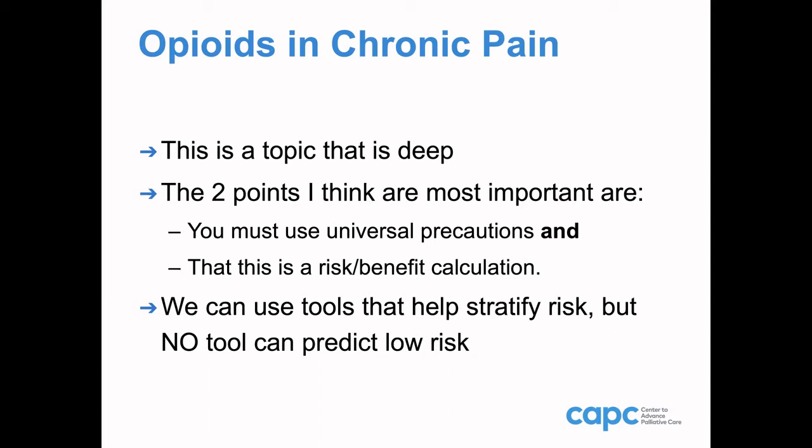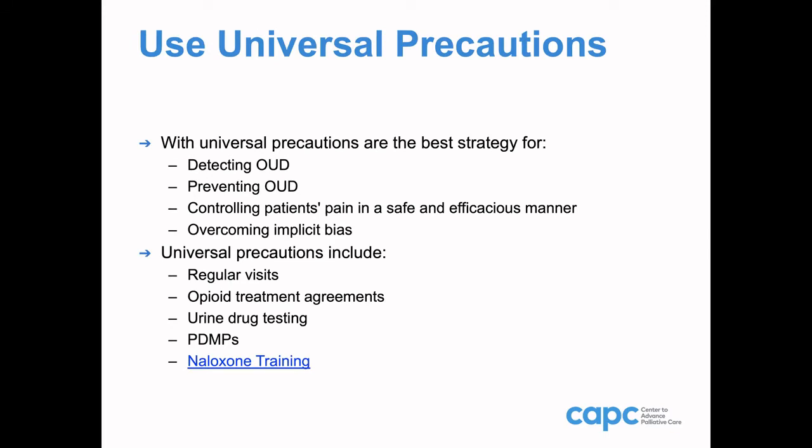And then taking that risk to the second step, which is making this risk-benefit assessment in our head, and then deciding whether we're going to go forward with opioid therapy in this patient. Using universal precautions is the best strategy for detecting opioid use disorder, preventing opioid use disorder, controlling patients' pain, and overcoming bias. If we do the same thing over and over for each patient, regular visits, not letting people go 3 months in between visits, but seeing them regularly, using opioid treatment agreements, not just as a punitive fallback, but as an educational tool. That's, to me, the greatest use of opioid treatment agreements: an educational tool for our patients to help them understand what our approach is and why we're worried about harm just as much as we're worried about efficacy of the medication. Urine drug testing has its utilization.